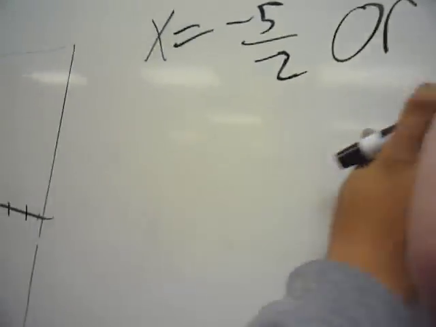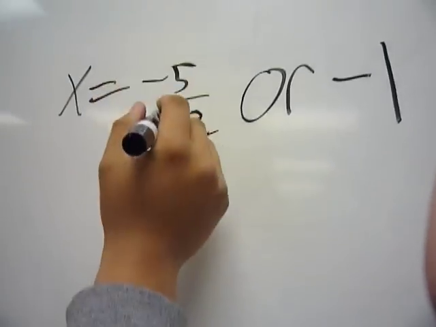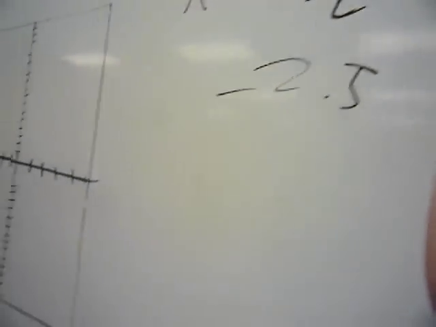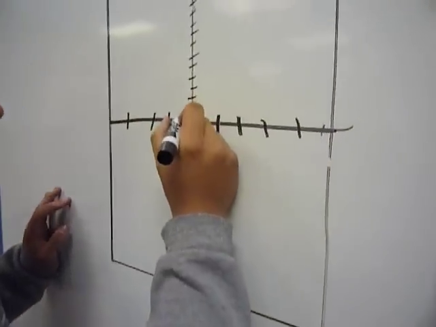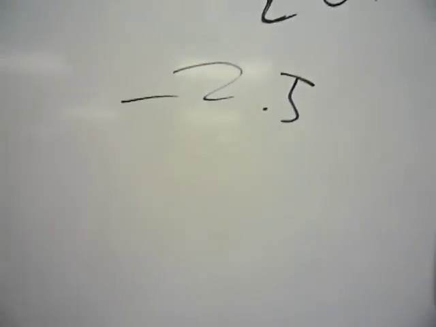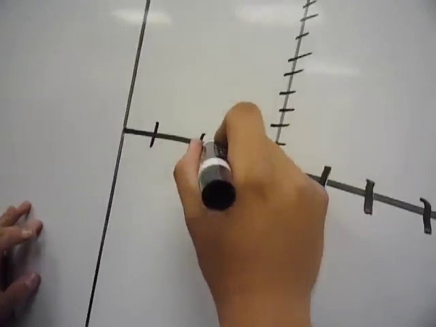As you saw Danny explain in the last video, we have our x-intercepts here, which are negative 1 and negative 5 over 2, which is actually negative 2.5. Okay, so now I'll plot those points on our graph. So you have a negative 1, which is right here, and negative 2.5, so that'd be right about here.